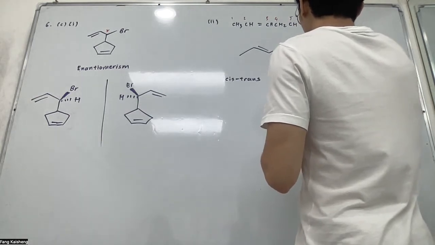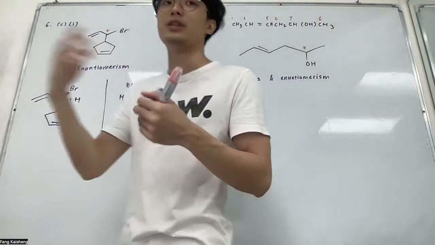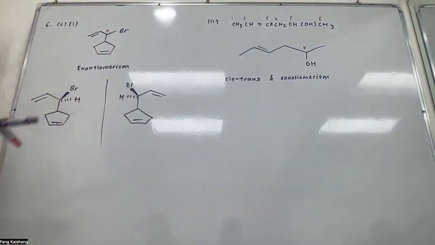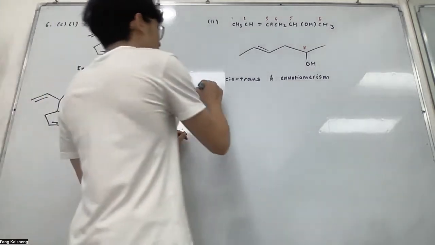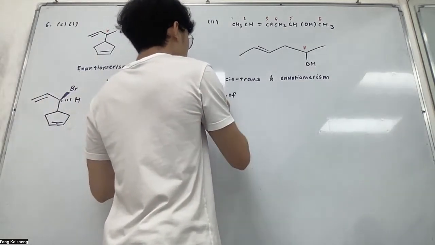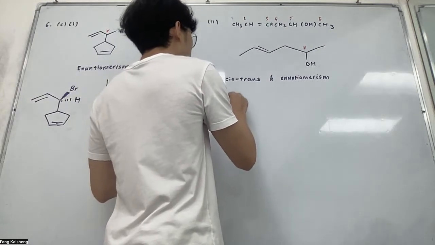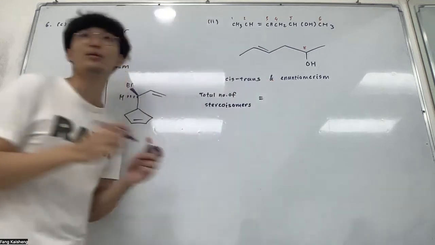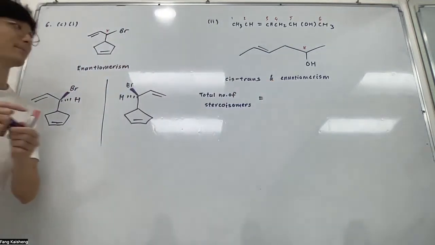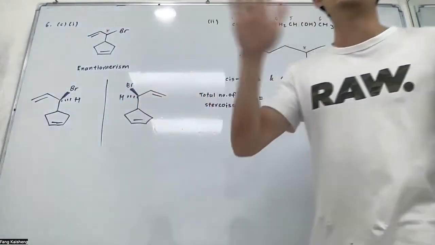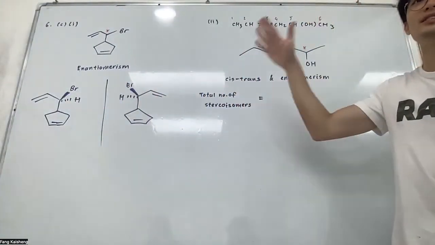Now, even though the question never asked, let's just add in a few more additional items. Can you remember how to calculate the total number of stereoisomers that this guy can exhibit? Okay, go and write this down. Total number of stereoisomers. How do we calculate this? Is there a formula? It is 2 to the power of something.